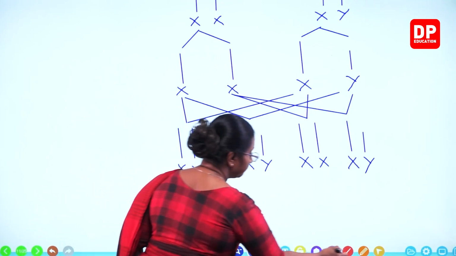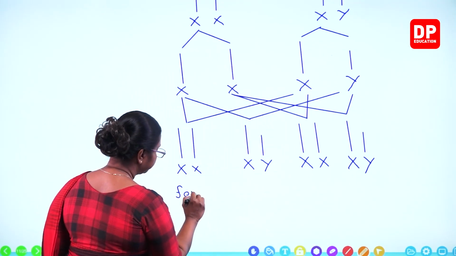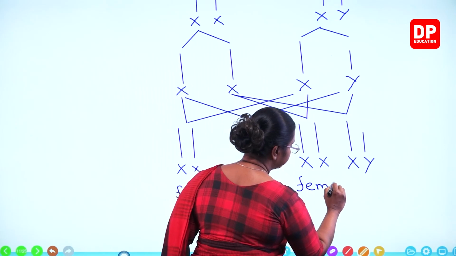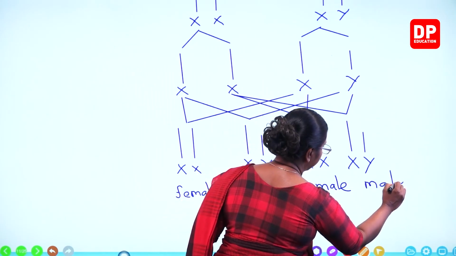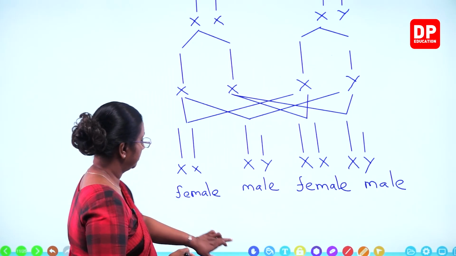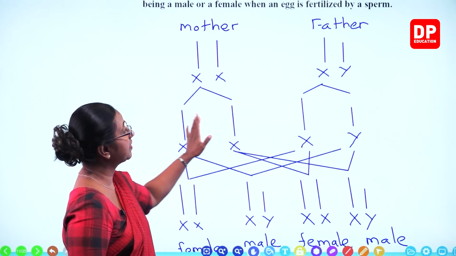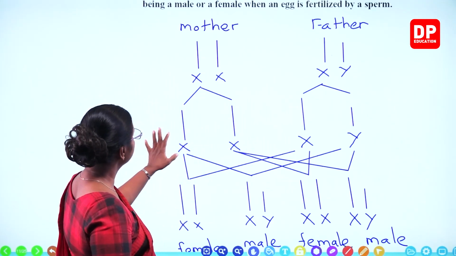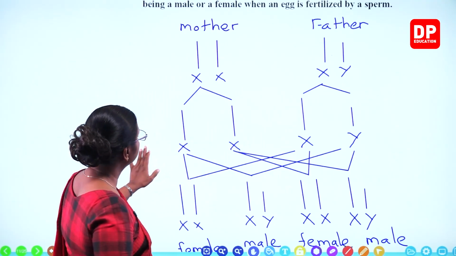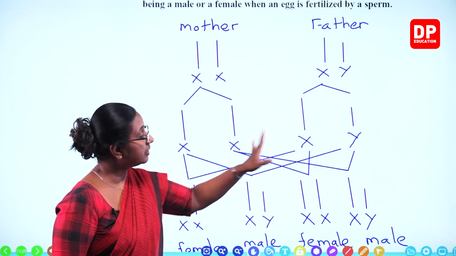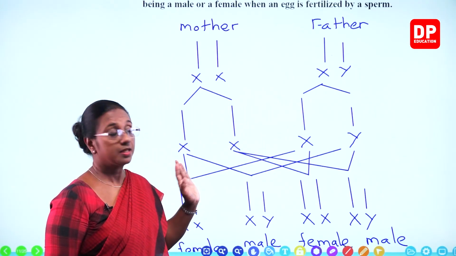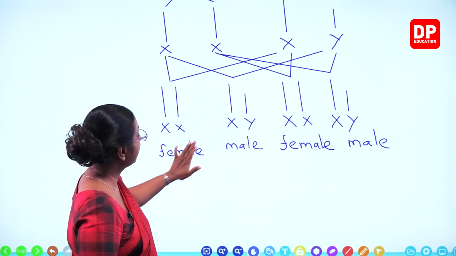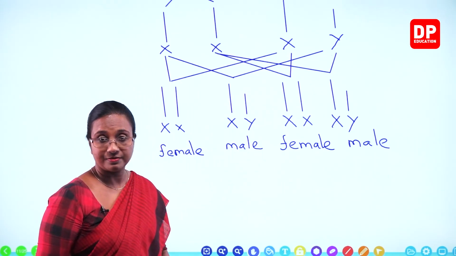So this is going to be female, male, female and male. So here you can see how this occurs. We have the mother and father. Mother has both X chromosomes. Father has X and Y chromosomes. When the gametes, there is segregation, you get two gametes, both are X. From the father, sperms that are X and Y. And when they combine, we get XX female, XY male, XX female and XY male.